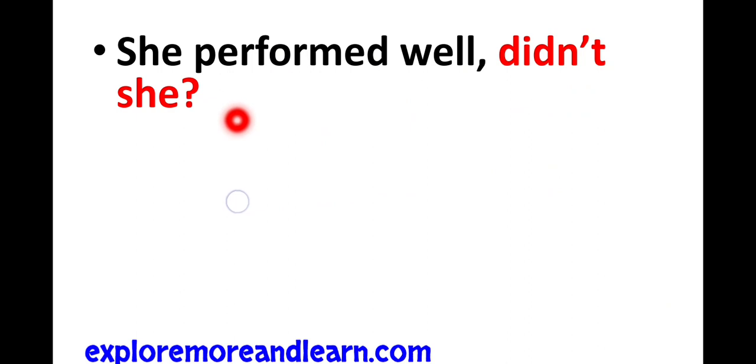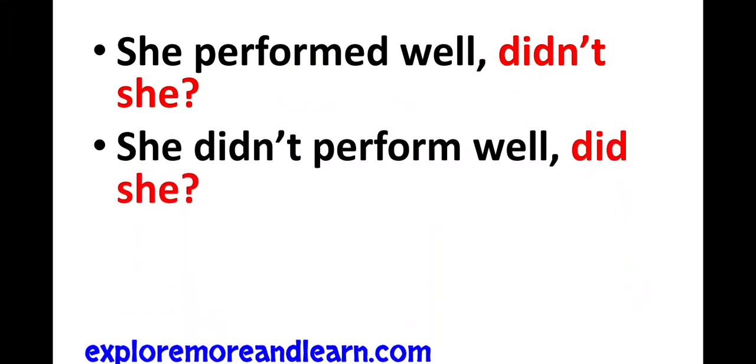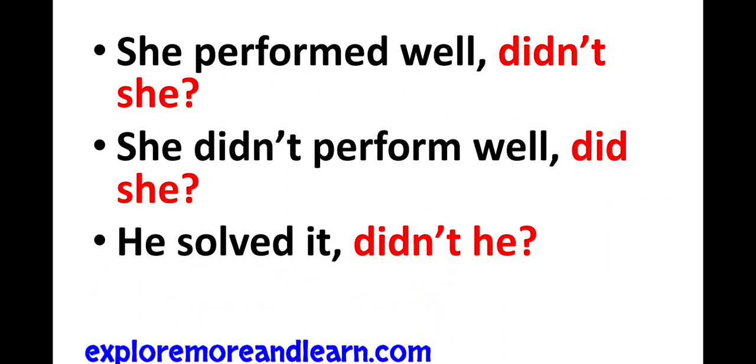So here we'll use a negative question tag. And she didn't perform well, did she? So it's a negative statement. That's why the question tag will be positive. She didn't perform well, did she? Like that. He solved it, didn't he?